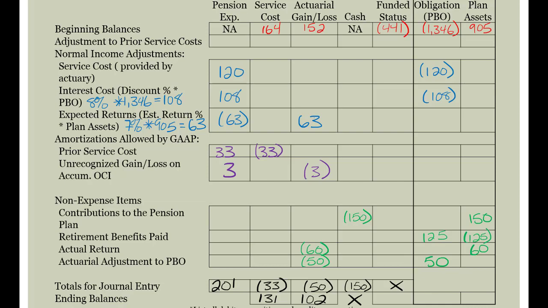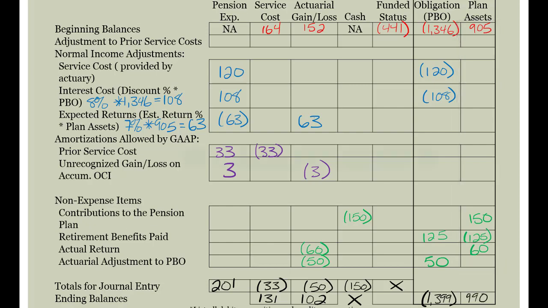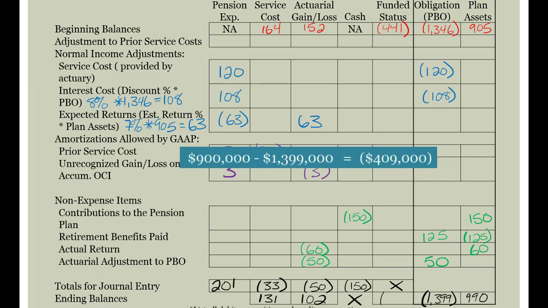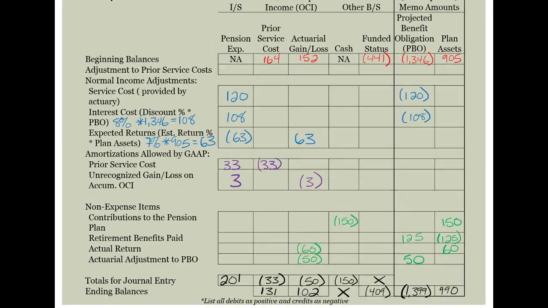So now we're going to do our PBO and our plan asset. So negative 136 minus 120 minus 108 plus 25 plus 50 gives me a new balance of 1399 credit. 905 plus 105 minus 125 plus 60 gives me 990. And if I take the difference between those two, not a huge change, but my net pension obligation has dropped a little bit for me. Whew, a lot involved there. We went through it kind of fast. Hopefully that all made sense because it's time for the journal entry, and I am so excited to do that.